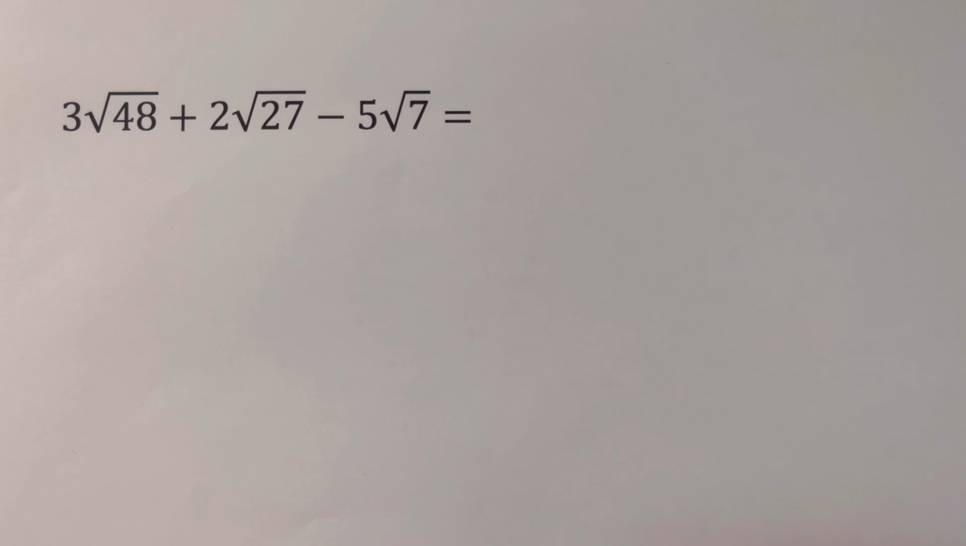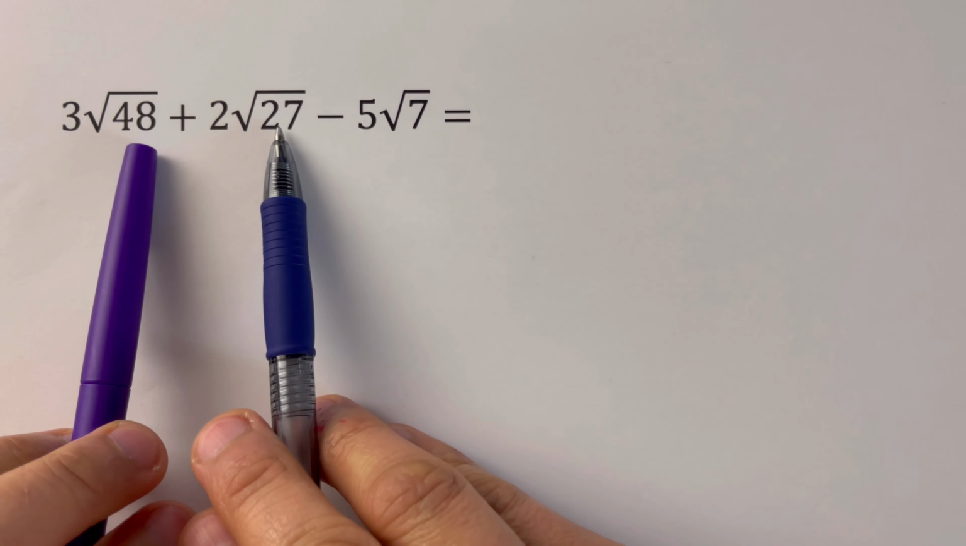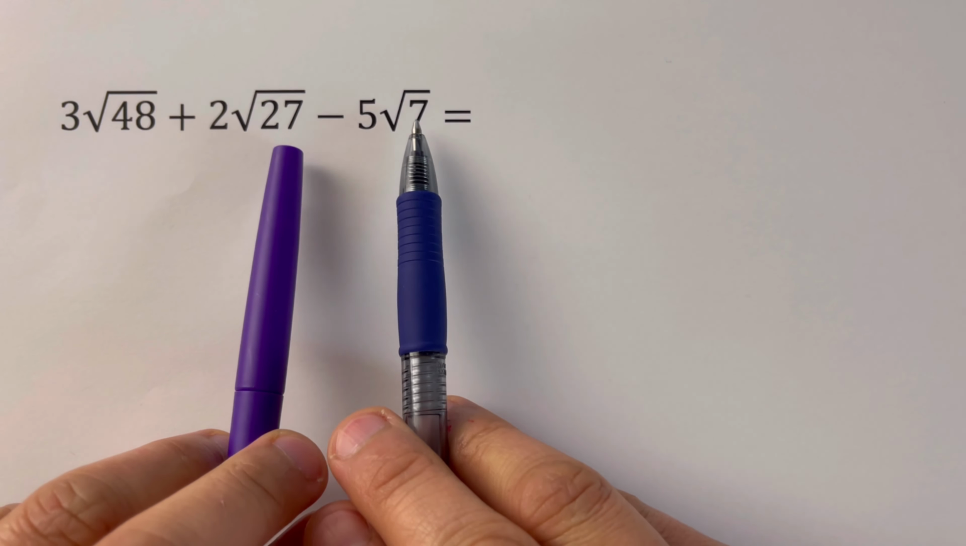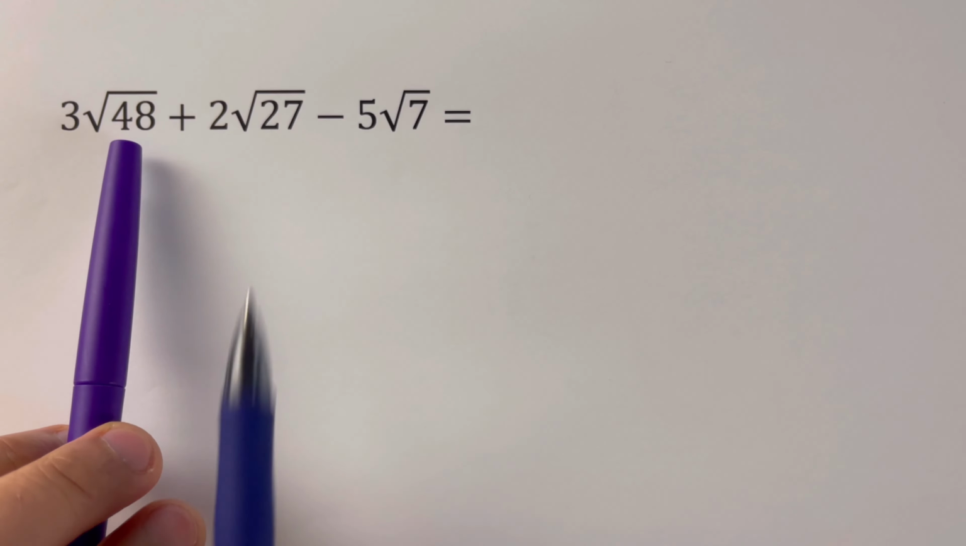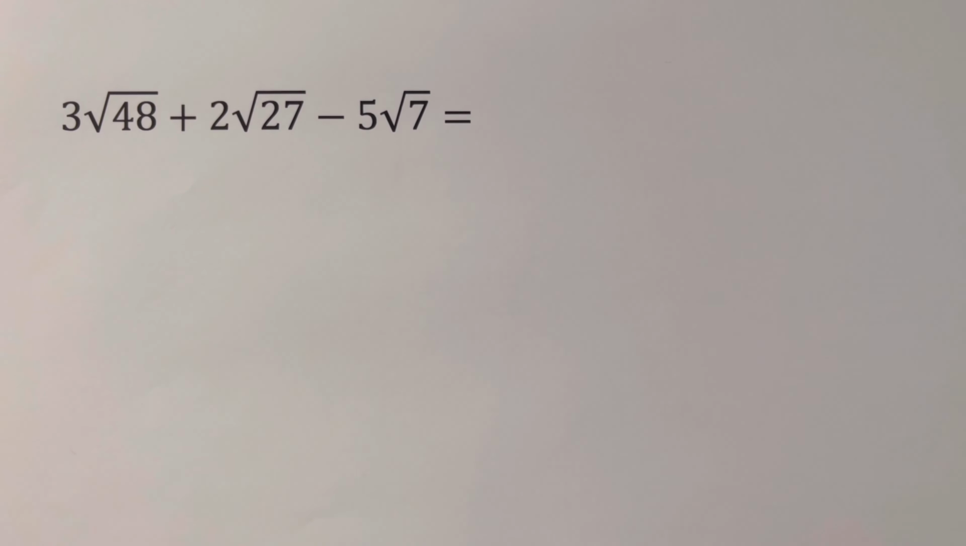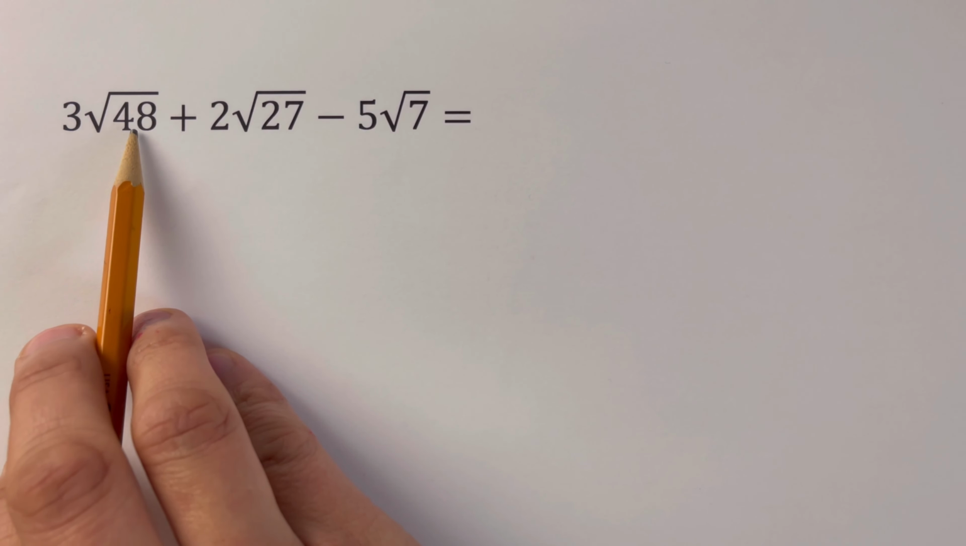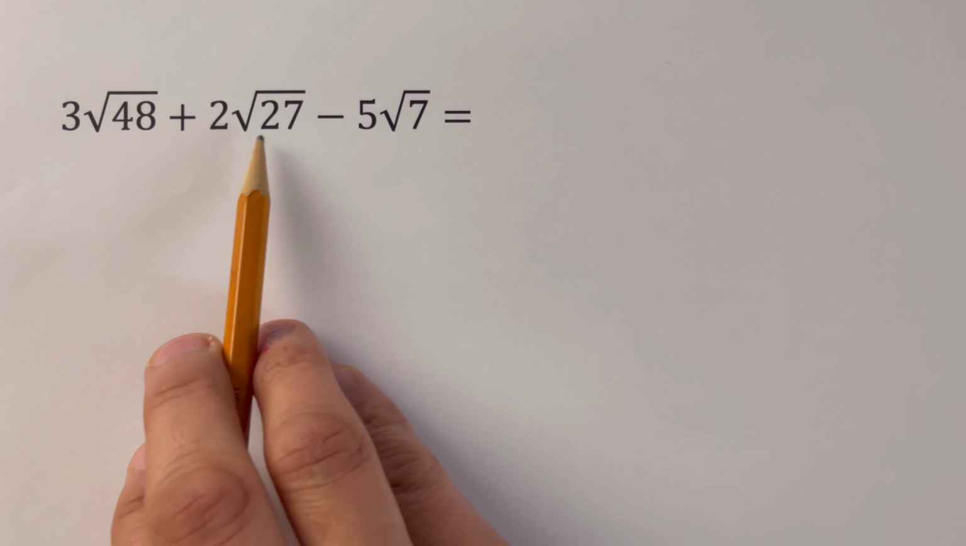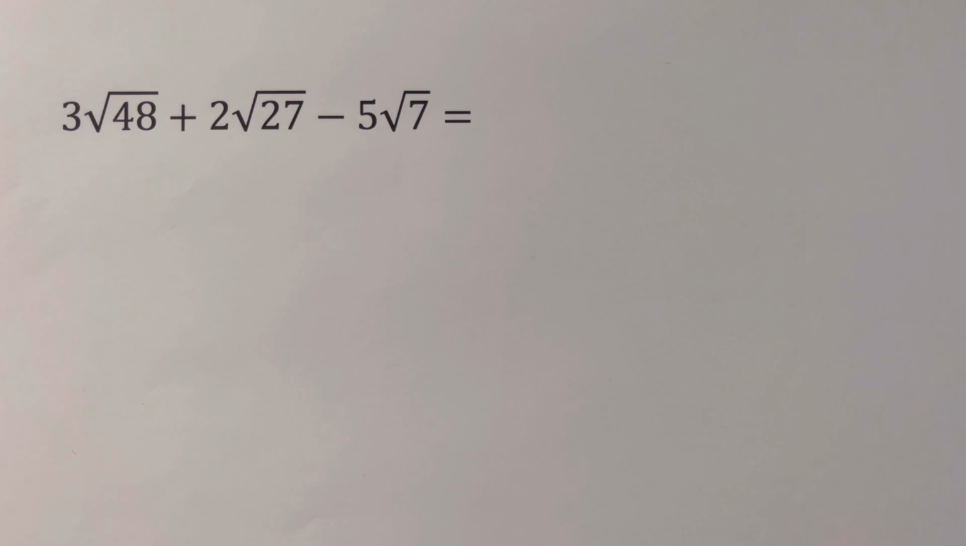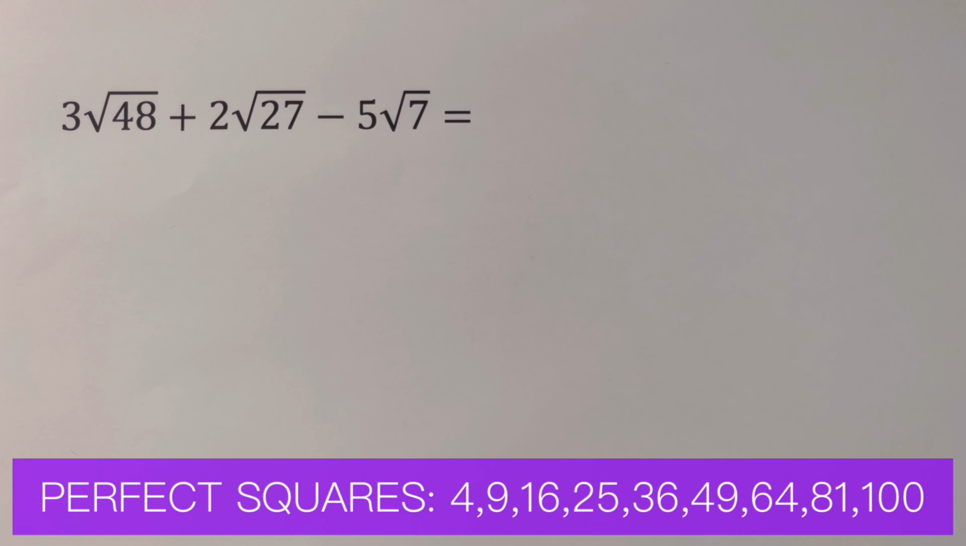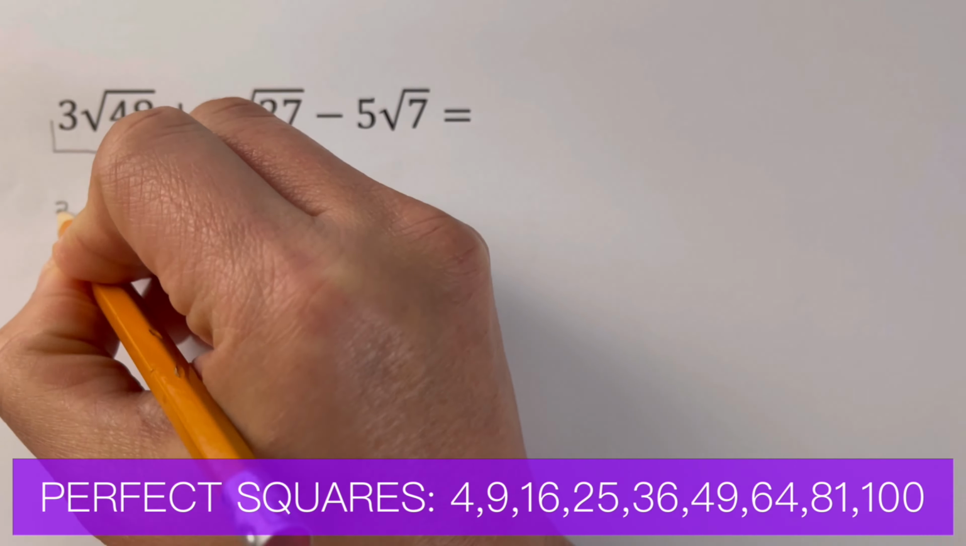Okay, so we go over the problem here. Again, we cannot add all these three expressions since their radicands are not the same. We have 48, 27, and 7. However, we can factor the square root of 48 and the square root of 27 further using the perfect square numbers, so I go ahead and show the work down here.